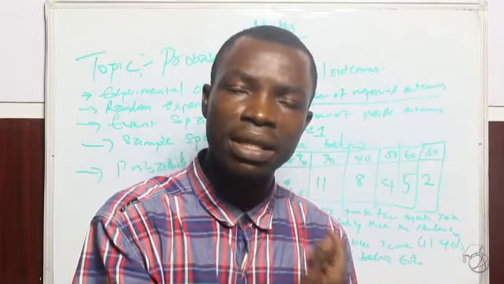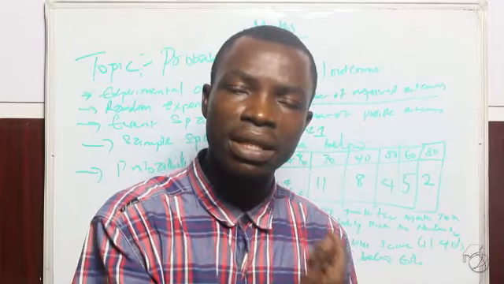Now, I want us to look at this. The numbers of students that took the test is equal to 11 plus 8 plus 4 plus 5 plus 2. 11 plus 8 will give us 19, plus 4, plus 5, plus 2. That is 19 plus 11, that's 30. So now, the answer is equal to 30 students. 30 students took the mathematics test from our experiment.